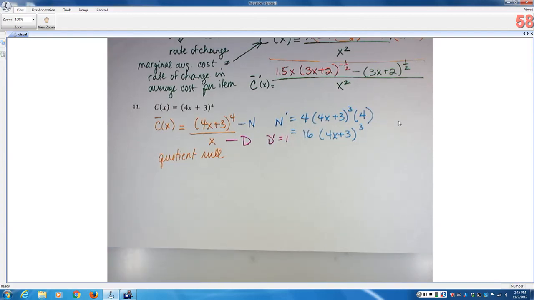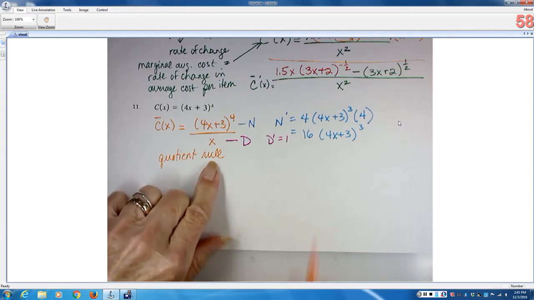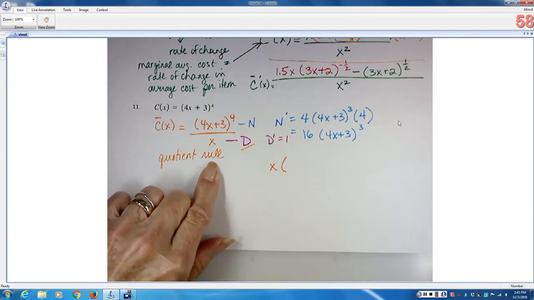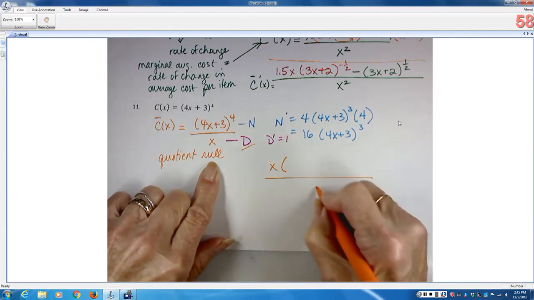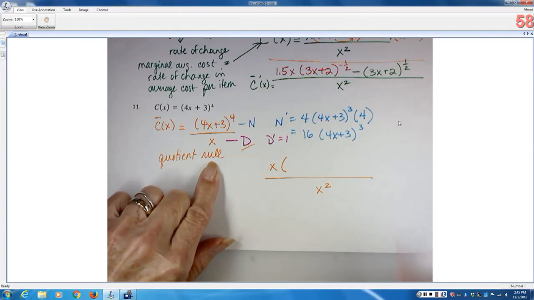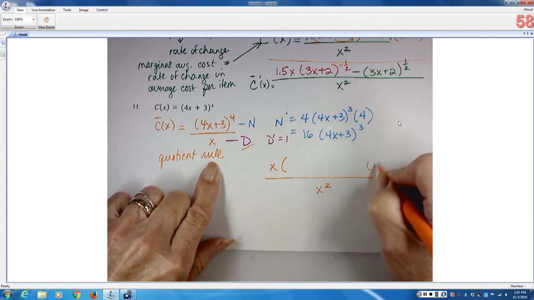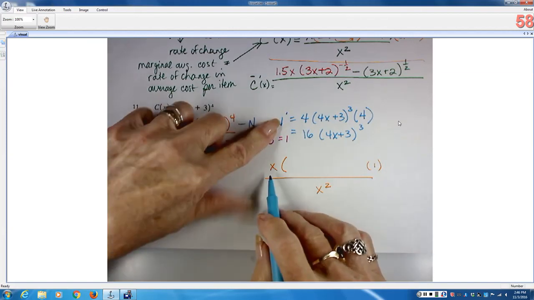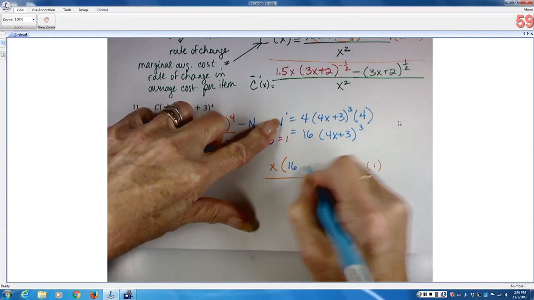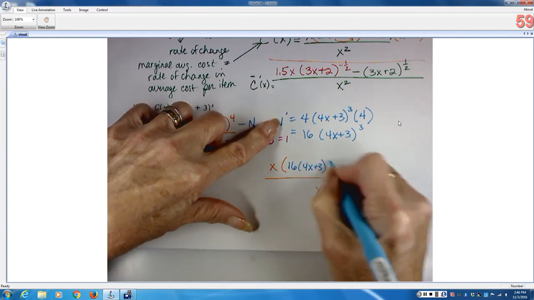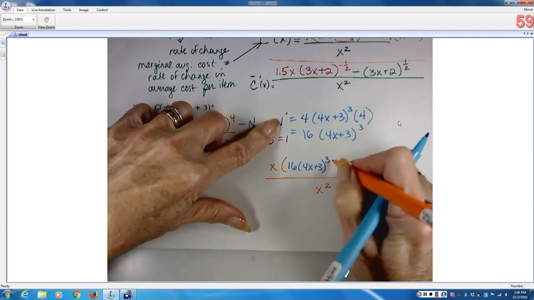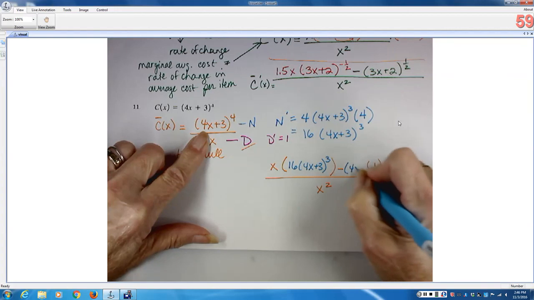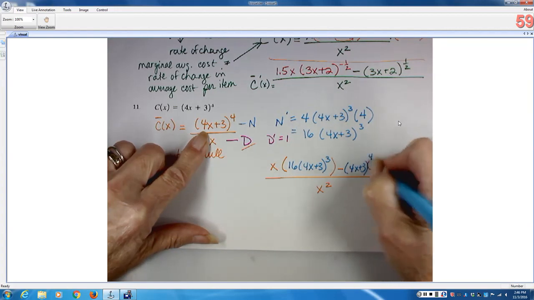So now we'll apply our quotient rule. Quotient rule says take denominator, square the denominator and leave it in the denominator, and then take the derivative of the denominator out on the other end. So it's denominator times derivative of the numerator, minus numerator times derivative of the denominator.